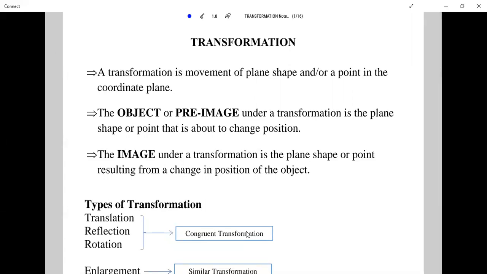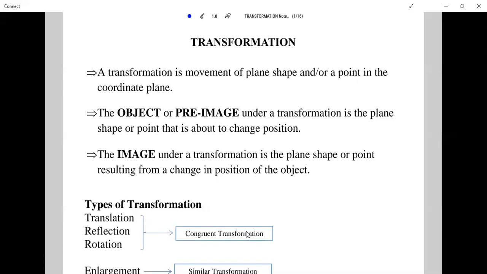Now, the object or pre-image under a transformation is the shape or point that is about to change position. So transformation deals with movement of something. Movement involves a change in position. The shape that is about to change position is called the object or the pre-image. Now, the image under transformation is the plane shape or point resulting from a change in position of the object.